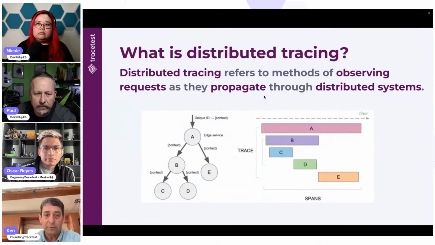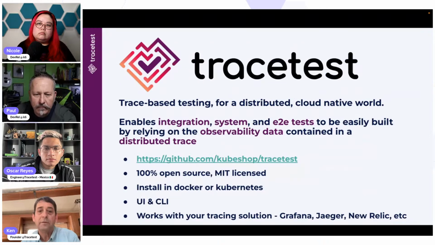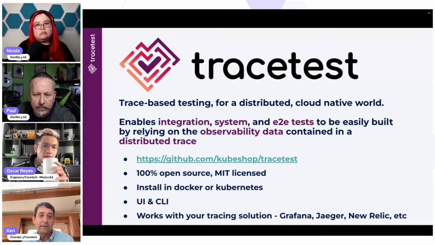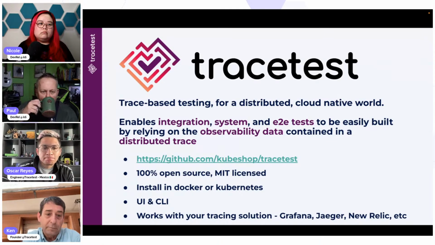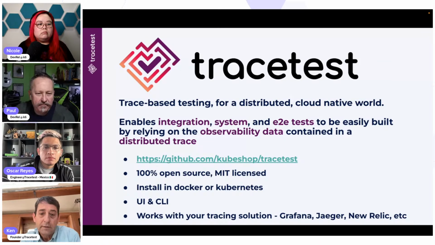Distributed tracing gives you this great information and is typically used by SREs and DevOps in production to look at how things are going. Tracetest believes that the instrumentation you've added to your code can also be used in earlier stages, in the testing phase of working with systems. We enable integration, system and end-to-end tests to be easily built by relying on that observability data contained in a distributed trace. We are out on GitHub.